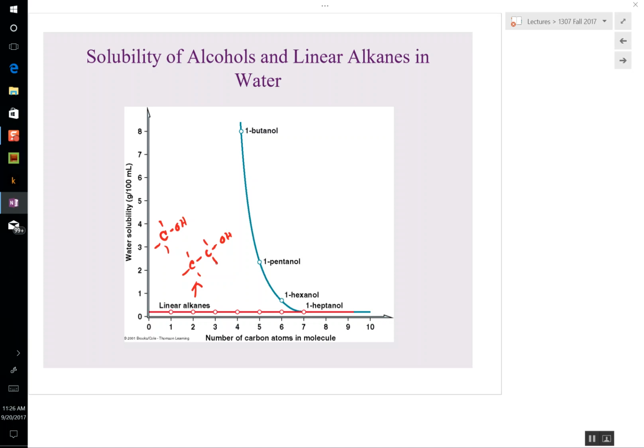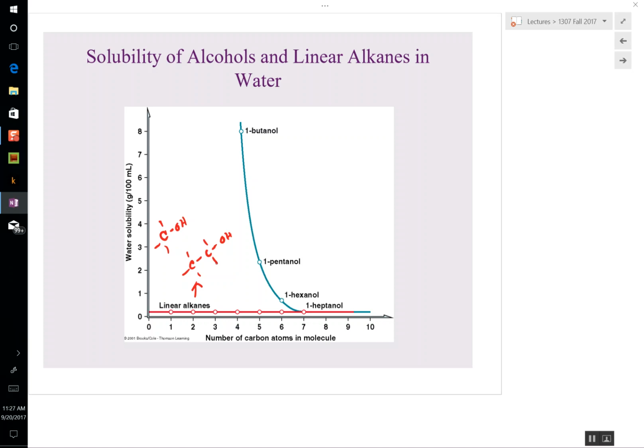3 carbons. I don't know. We're starting here at 8 grams. So when we get out to propanol, I don't know what that is, but it probably registers on our scale. Certainly when we get to butanol, it registers. 4 carbons long. And 8 grams per 100 milliliters of water. Pentanol. You can see what's happening here. As the chain length increases, solubility decreases. As the chain length of the alcohol increases, solubility decreases.